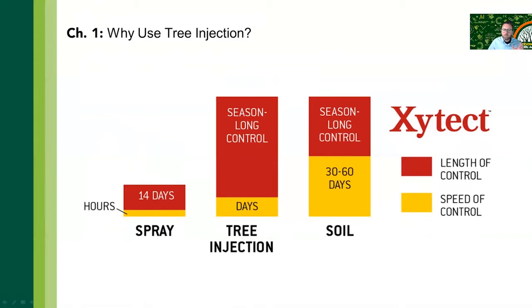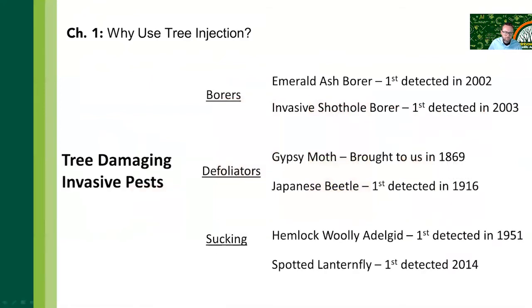So again, some really good reasons why we would look at trunk injection. Namely, these are going to be around getting the product up into the plant fast to affect our pests. And then again, these things that we talk about around ecological integrity, trying to reduce the amount of pesticides out there in the environment around these plants.